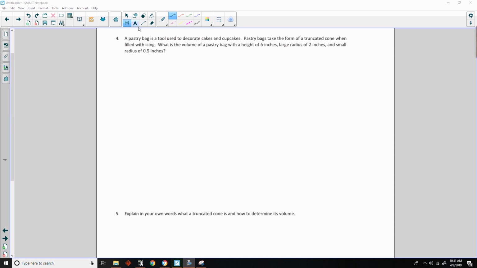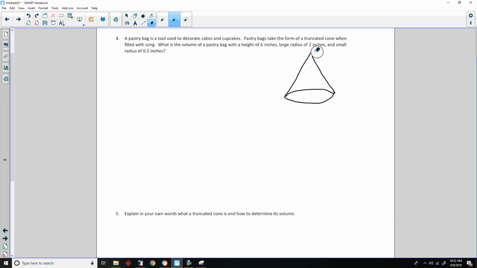Okay, number 4 says, a pastry bag is a tool used to decorate cakes and cupcakes. Pastry bags take the form of a truncated cone when filled with icing. What is the volume of the pastry bag with a height of 6 inches? So if we have a cone, I always like drawing a picture. We have a cone with a height of 6 inches and a radius of 2 and a small radius of 0.5.